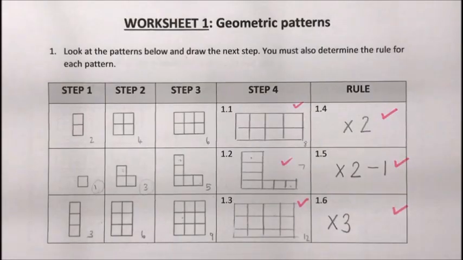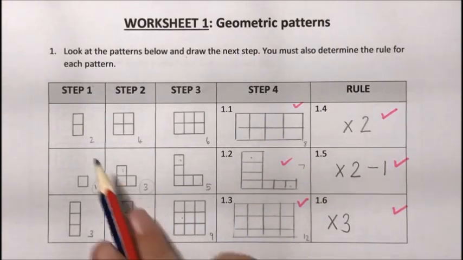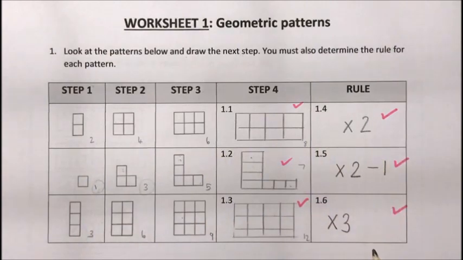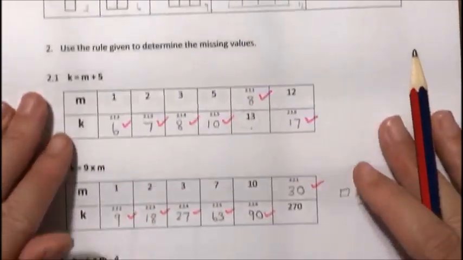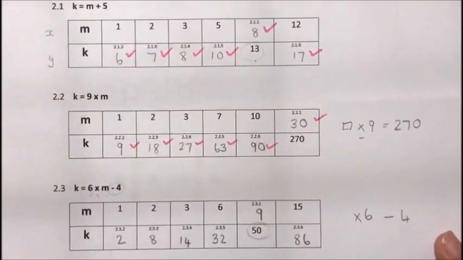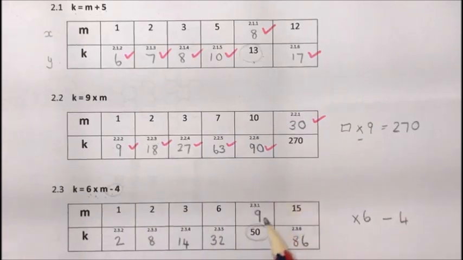Grade 6s, these worksheets really test all that you need to know regarding geometric patterns. You have to be able to draw the next step. You have to be able to work out a rule without using a table, only maybe having pictures or numbers. And then you need to apply a rule into a table and do an inverse calculation to work out the input and not always the output.